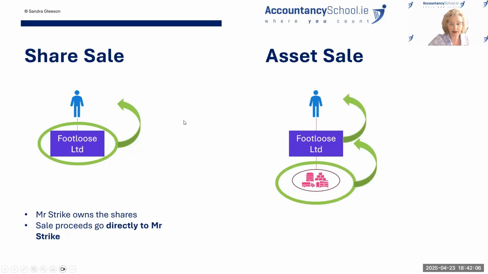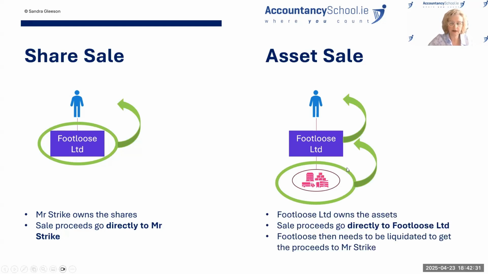An asset sale, however, Footloose owns the assets and Footloose is selling assets. So where are the proceeds of disposal of the assets going to go? Into Footloose. Who needs the proceeds? Mr. Strike needs the proceeds. Therefore, we're going to have to liquidate Footloose to get the cash back to Mr. Strike. Okay, so it's important to have that kind of visual in mind as you're going down through the tax implications of each.